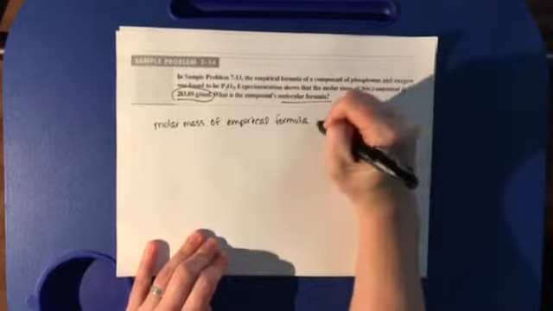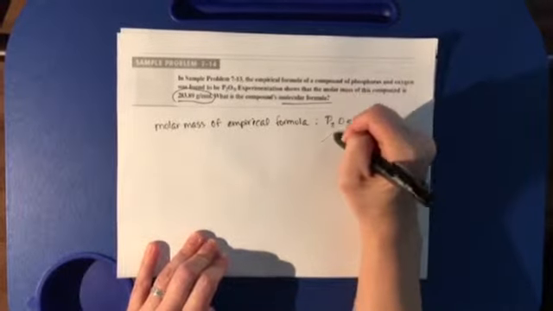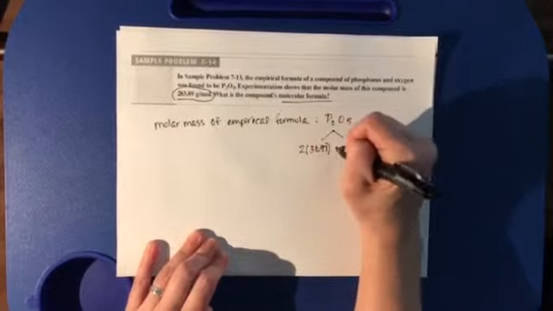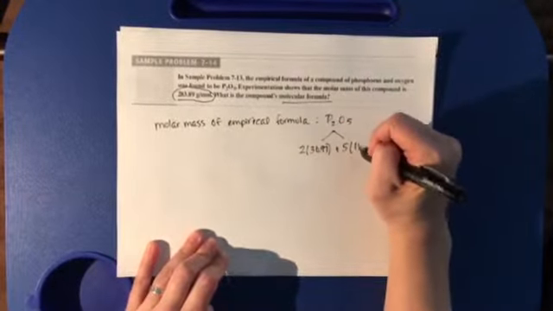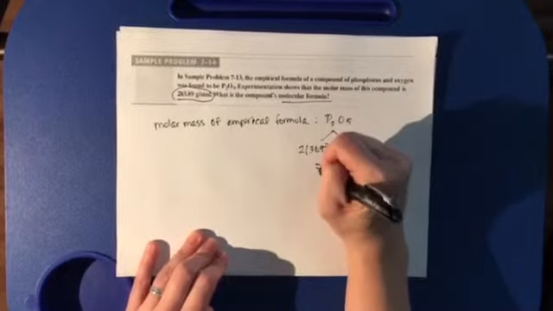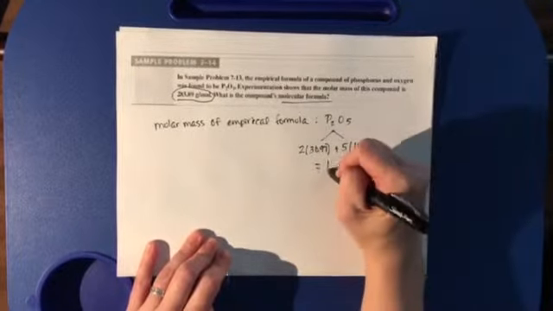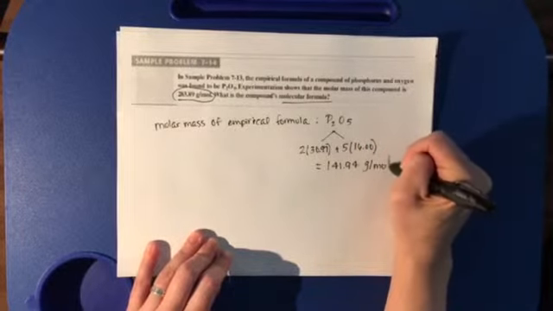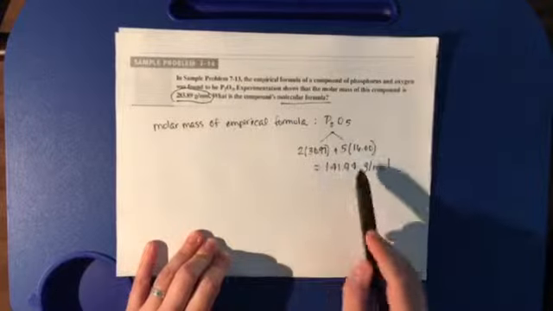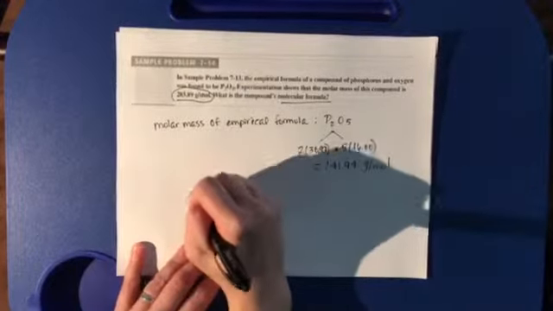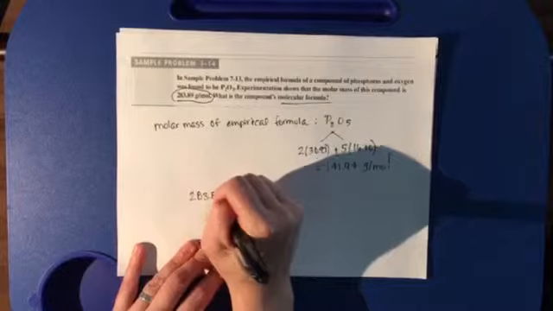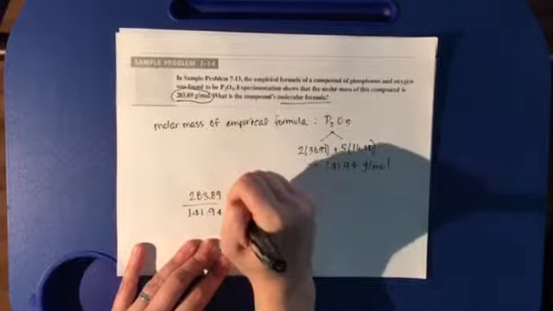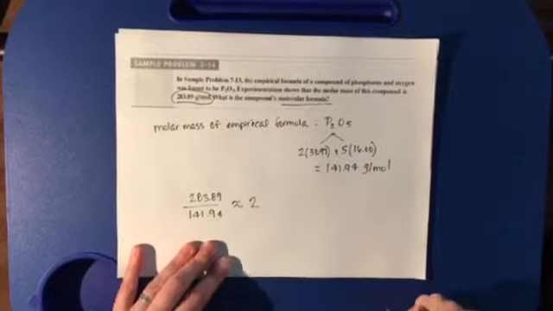The empirical formula is P2O5. So we've got 2 phosphoruses at 30.97, 5 oxygens at 16.00, and so I should get 141.94 grams per mole. Then all I have to do is figure out how many times that goes into that number. So I'm going to take 283.89, divide by 141.94, and I get something pretty close to 2.